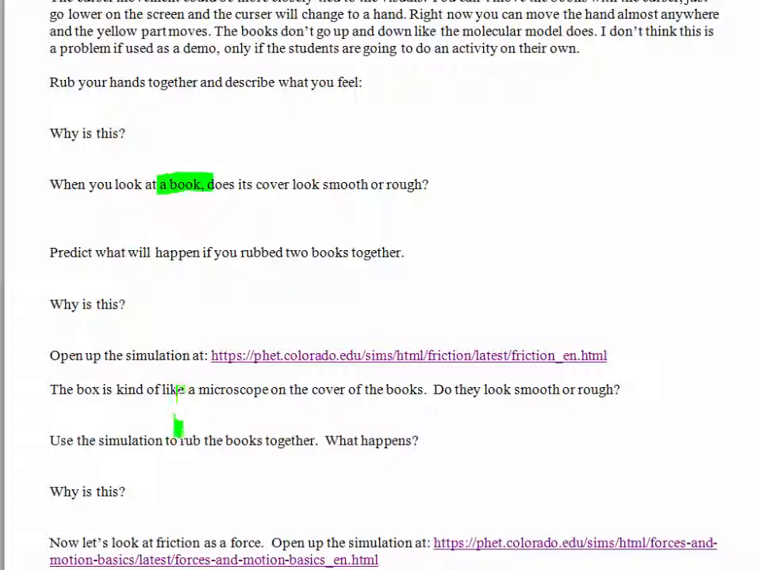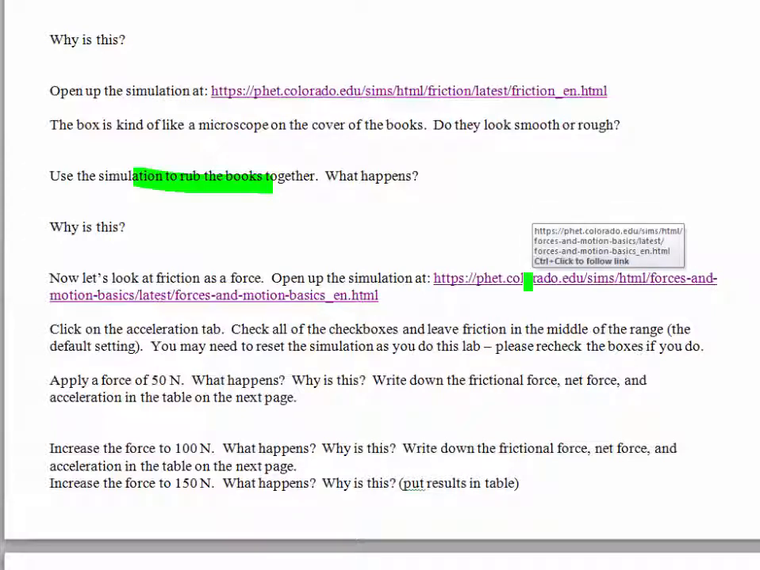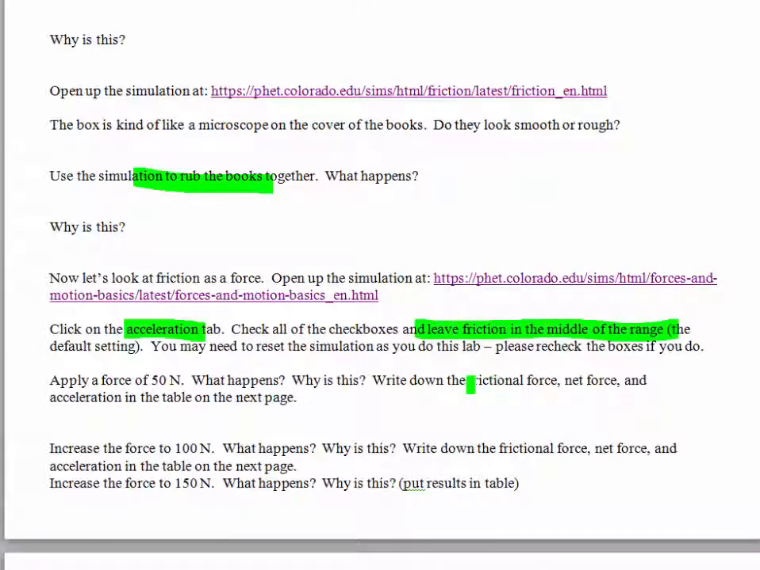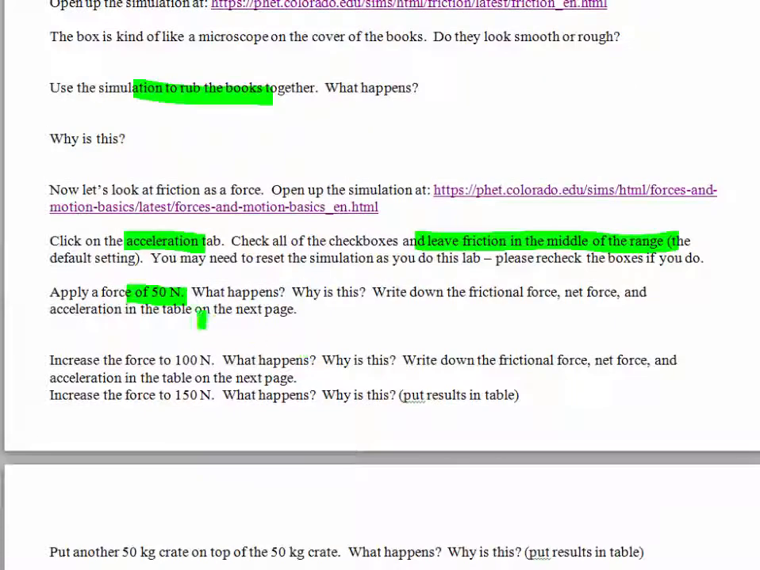So pretty much all I have you do is rub the books together and observe what happens and why. And we're going to pop open the simulation that we played with in the last lab, and use the acceleration tab just like we were, only this time we're going to leave friction in the middle of the range. We didn't have friction in the previous lab. I have you apply some forces and write down in the table what happens: what's the frictional force, what's the net force, and what's the acceleration.